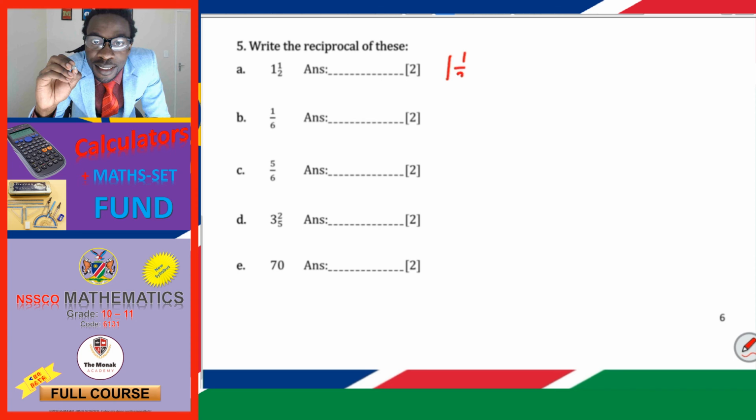So 1 and 1 over 2, we convert it to vulgar. Remember, we multiply going here and we add going here. So 2 times 1 is 2, plus 1 is 3. So it is 3 over 2. Now to make it a reciprocal, remember we just switch. This one comes here, this one comes there. So your final answer is 2 over 3.